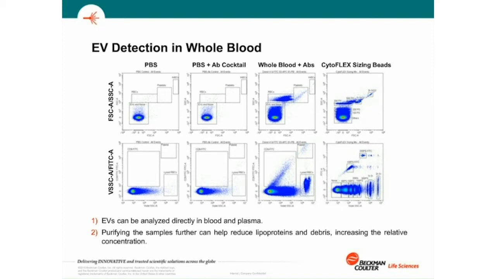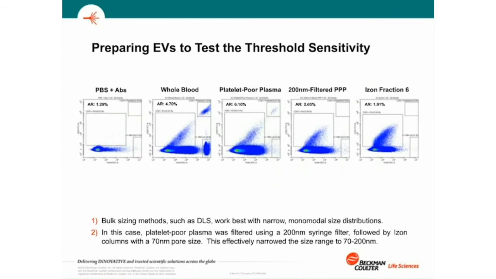However, to analyze the size, it works best with monomodal size distributions with very narrow distribution. So here is one method that was used, and there's a variety that can be done, but one method that was used to prepare the extracellular vesicles for testing the threshold sensitivity. In the second plot here, you can see this is whole blood. Subsequently, the samples had been centrifuged to isolate the platelet-poor plasma, removing the platelets. In the fourth plot, you can see the platelet-poor plasma having been filtered through a 200 nanometer filter. So this removes all the large particles, including the platelets.